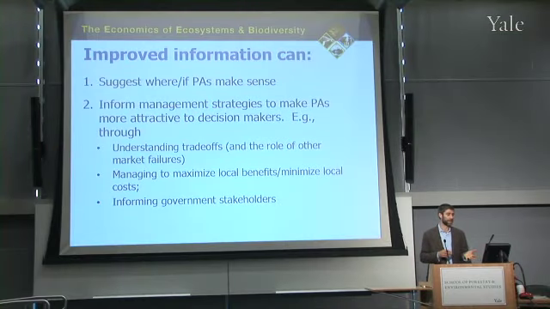Okay, so in summary about information. Improved information can, among other things, suggest or provide inputs into where and if protected areas actually make sense. And it can also inform management strategies along the lines of how to make protected areas more attractive to decision makers. One way to do that is through understanding trade-offs. That is, who's giving up what as you take different management strategies. Local use may be really important, and if you manage in a strict way, that goes. That's something to understand in an intentional economic way. And if there are things like carbon that are a big piece of the value, understanding the market failure at play there and the need to correct that as well if you want to make conservation attractive locally.